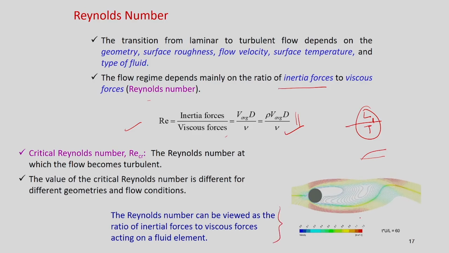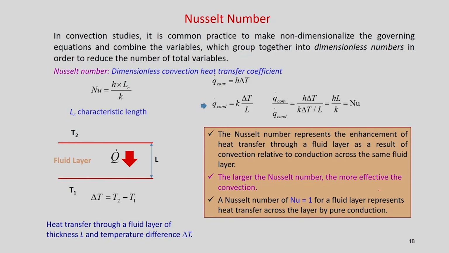This figure shows how wake formation takes place with increase in Reynolds number. And Nusselt number is defined as hL by k. This Nusselt number represents the enhancement of heat transfer through a fluid layer as a result of convection relative to conduction across the same fluid layer. The larger the Nusselt number, the more effective the convection.